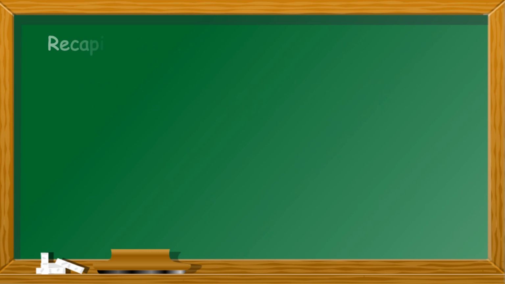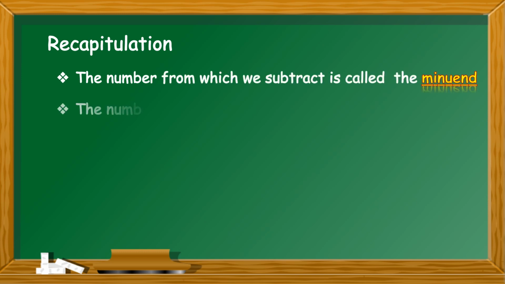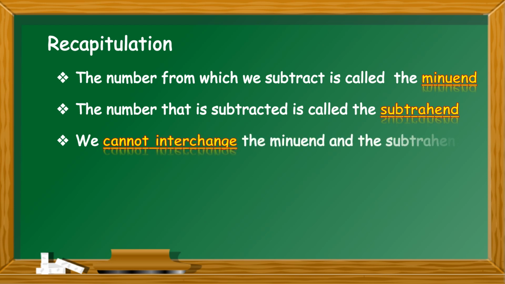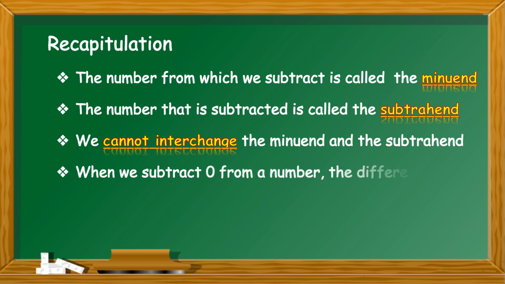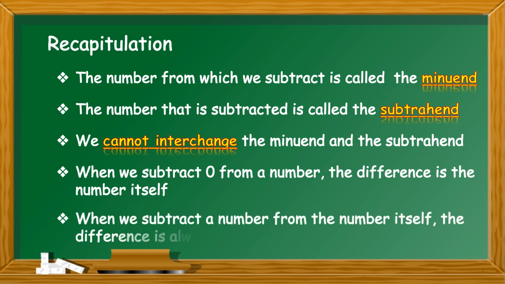A quick recapitulation before we end. The number from which we subtract is called the minuend. The number that is subtracted is called the subtrahend. We cannot interchange the minuend and the subtrahend. When we subtract 0 from a number, the difference is the number itself. When we subtract a number from the number itself, the difference is always 0.